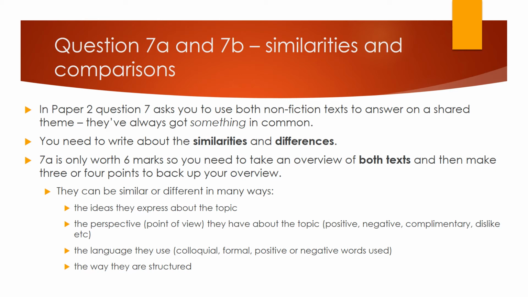You need to take an overview of both texts and make 3 or perhaps 4 points to back up your overview. So it could be similar in many different ways. It could be that the topic is the same. It could be their perspective or point of view about the topic is the same. They might both like the thing they're writing about or both dislike it. The language that they use, they could both be talking in everyday colloquial language, or they could both have a formal tone. Again, it could be a positive or negative tone that they're using, or it could just be the way that they're structured. So for example, if they're both pieces of travel writing, that is a similarity.